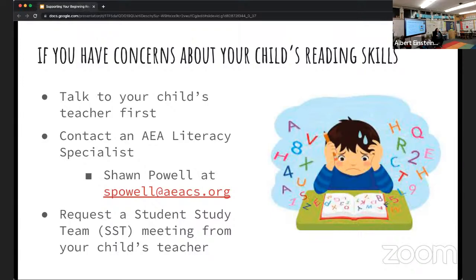So in the meetings, we brainstorm together. What are our concerns? How can we support the child? What can you do at home? What can we do at school? And then we have a formal document for that. We make goals for them to make sure that they are making the progress we want them to. So that's something you can do if you're having concerns.